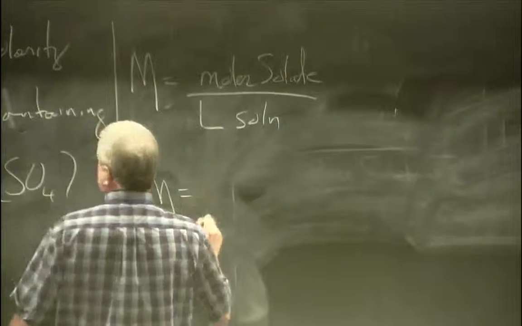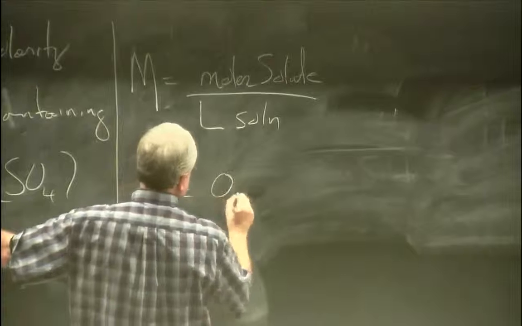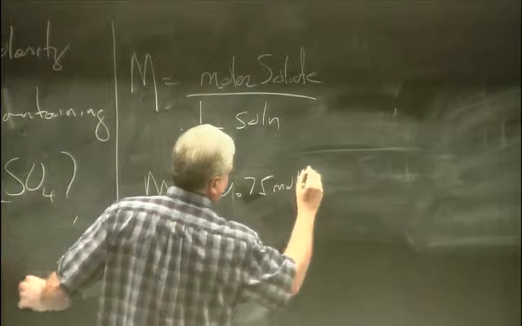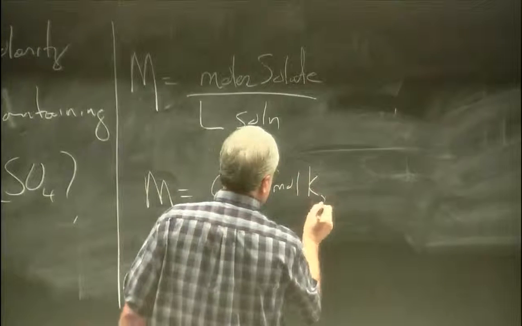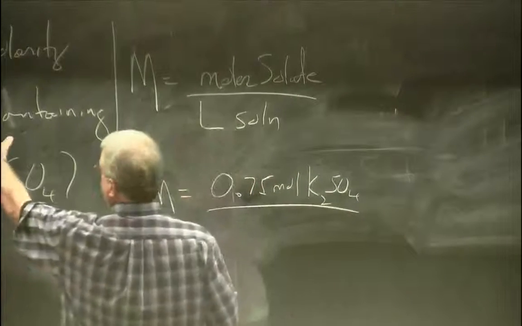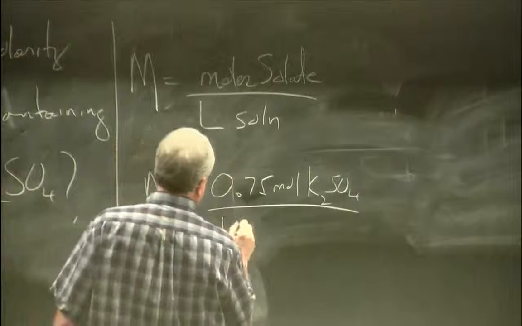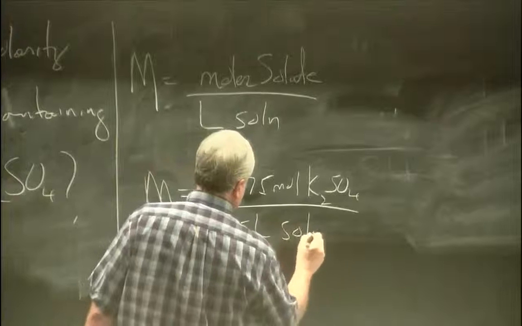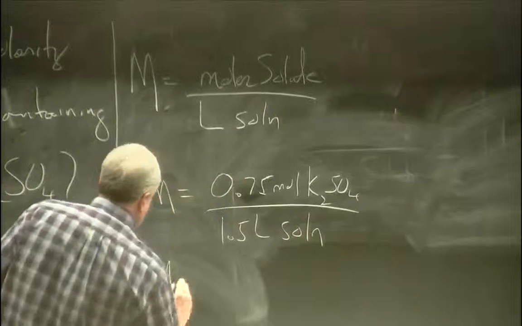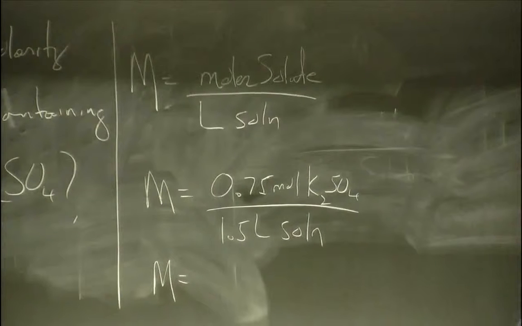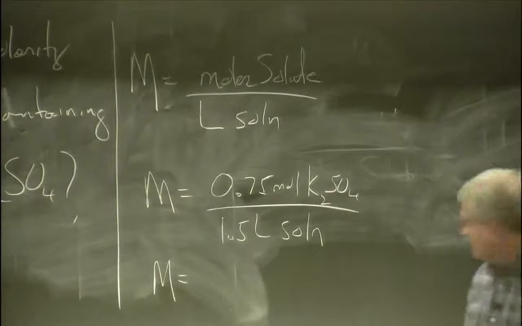So the concentration here is we're just going to take 0.75 moles of, in this case, potassium sulfate, divided by the total volume here of 1.5 liters of the solution. Okay? What'd you guys get? What's that? 0.5. All right.